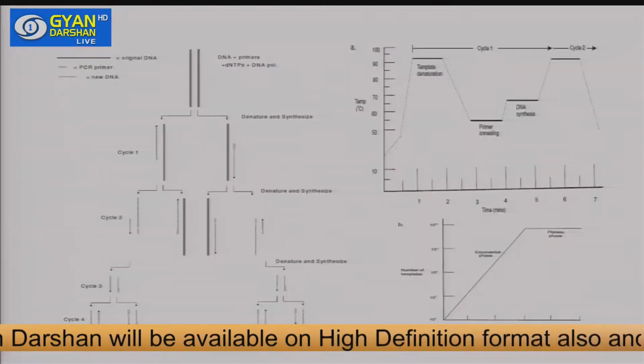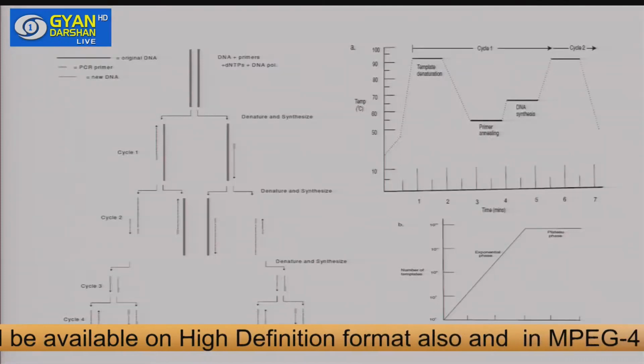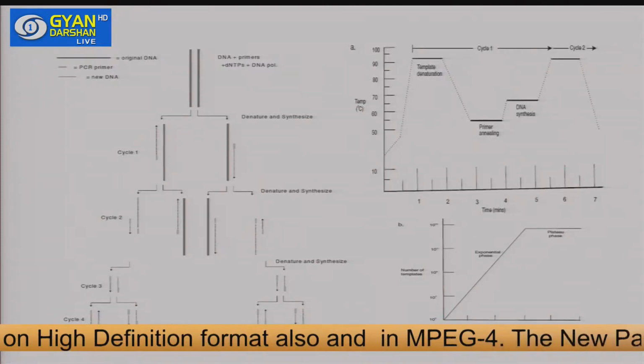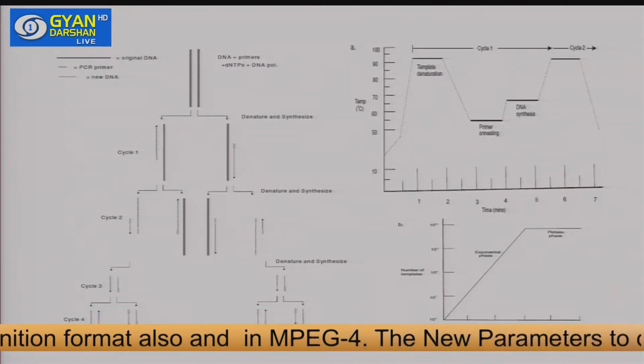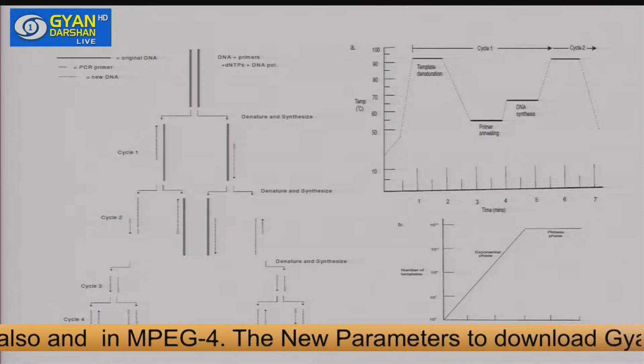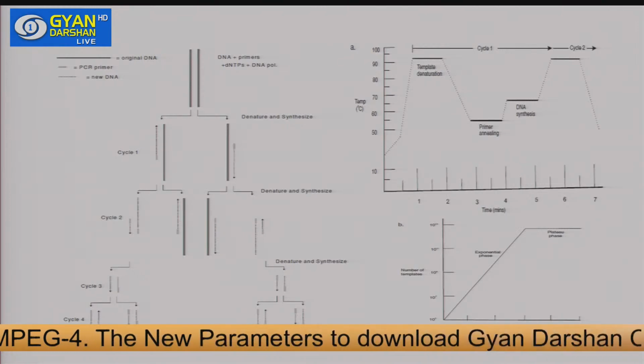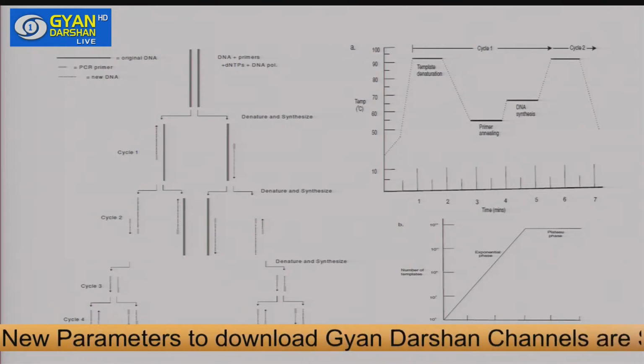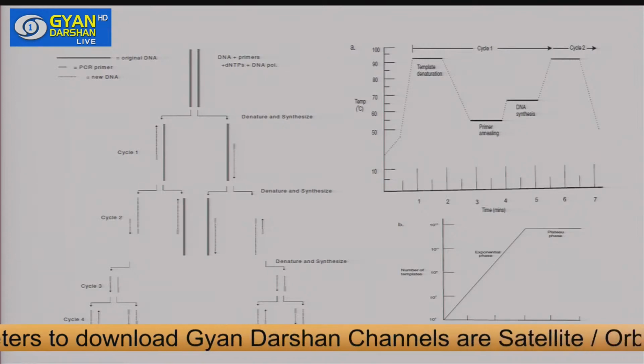So denaturation, then the primer annealing. Primer has to anneal to the template, and then the DNA synthesis. And there are several cycles. Polymerase chain reaction. Why chain reaction? Because you need to carry it out under different cycles, as many as 30 to 40 cycles.